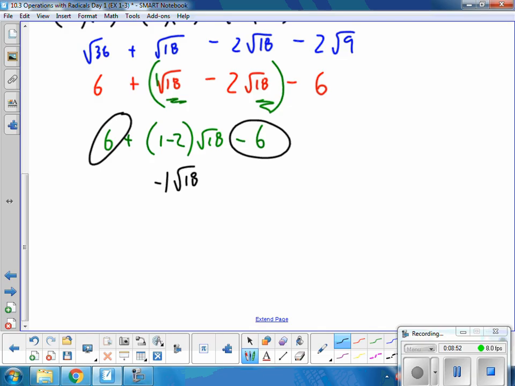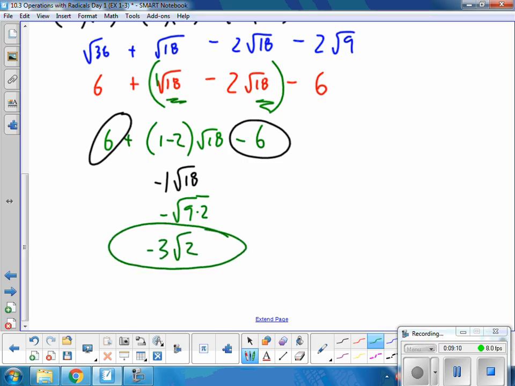And you know what? There is a perfect square in this. I see there's a 9. There's a 9 and a 2, so I can write negative 9 times 2, and that's going to factor a 3 out. So I end up with negative 3 times the square root of 2. That ends up being my final answer.